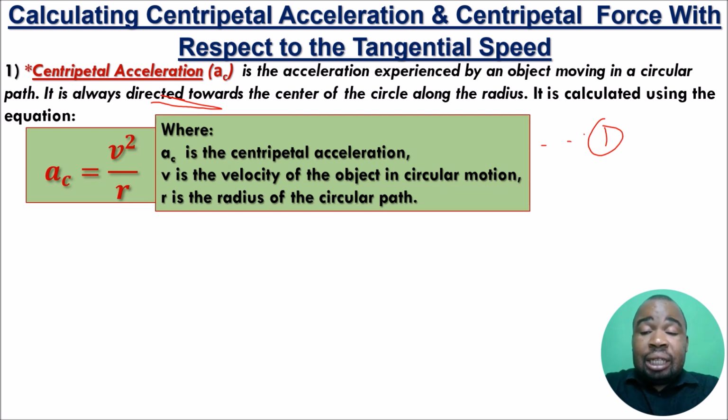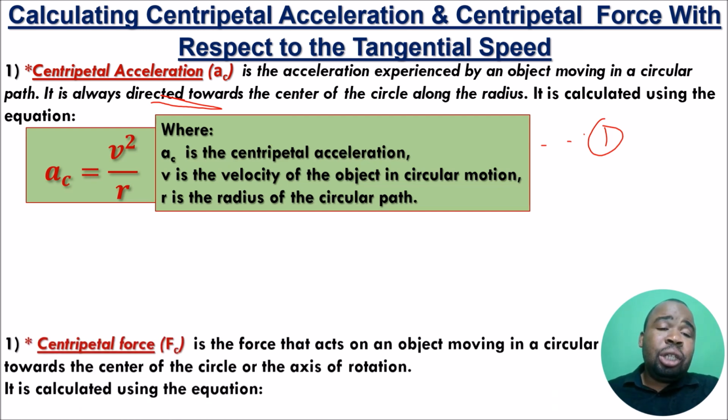In our next class, part 3, we'll be talking about angular speed. There are two speeds involved in circular motion. We have tangential speed, tangential velocity, the speed along the circular path, and we have angular speed. That's the business for the next class.